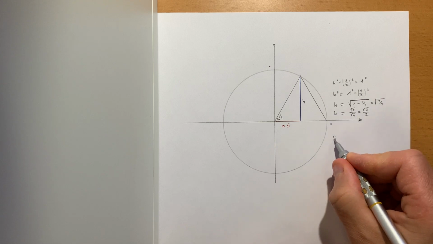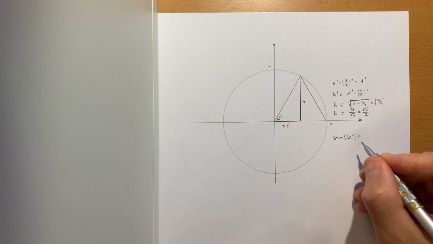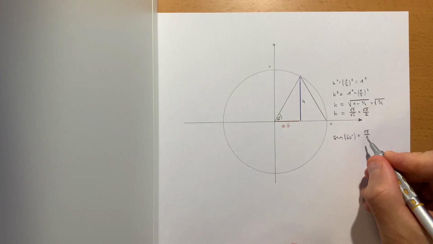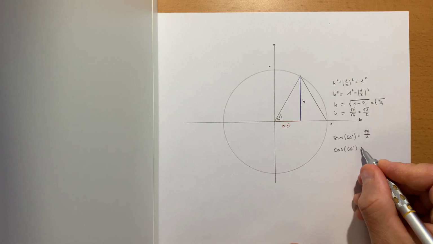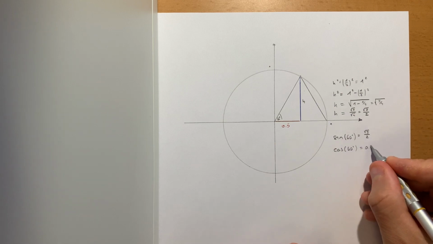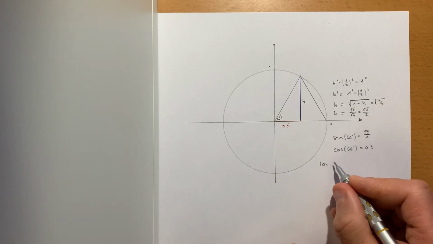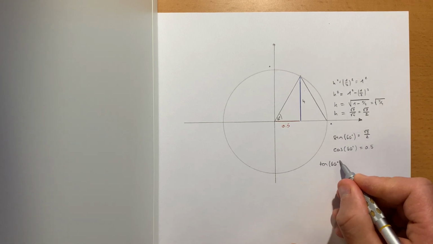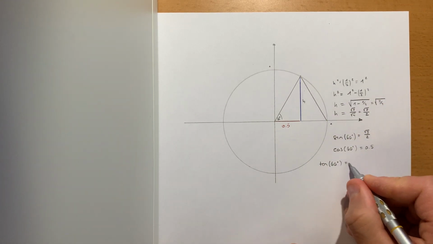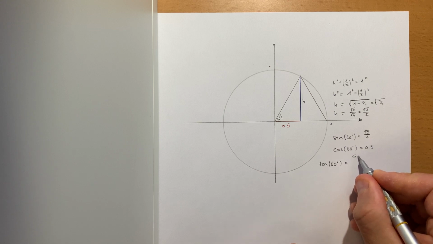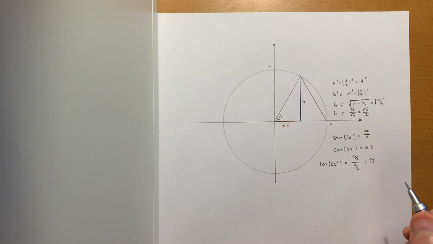So the height is square root of 3 over 2. So you could say sine of 60 degrees is the square root of 3 over 2. That's the blue line. Cosine of 60 degrees is 0.5 or 1/2. And tangent of 60 degrees is obviously opposite over adjacent. Well, let's do it here. Opposite, square root of 3 over 2, over 1/2. That's just the square root of 3.